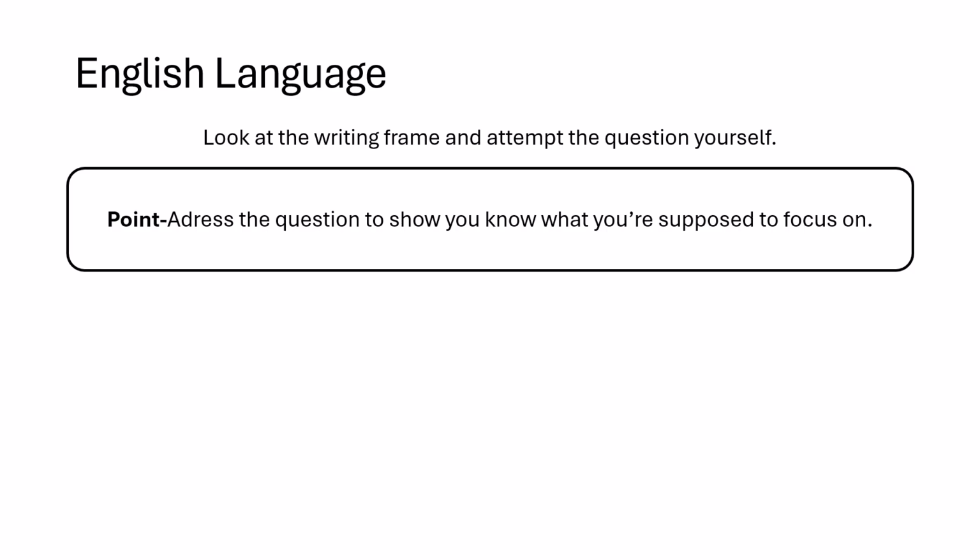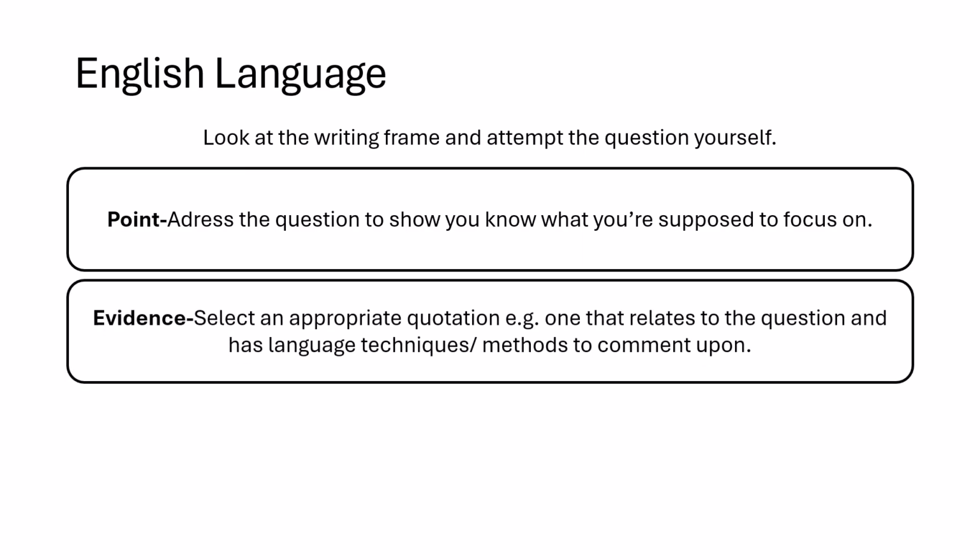So one simple way of doing this is by going point, evidence and explain. I'm going to show you how you can use that to get a reasonable mark in the exam. First of all, with our point, we're going to address the question to show you know what you're supposed to focus on. With our evidence, we're going to select an appropriate quotation, one that relates to the question and has language techniques or methods that you can comment on.